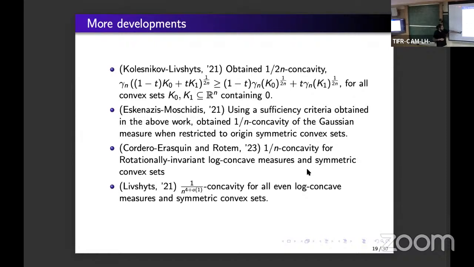And Livshyts got some result, some dimensional result, for all even log concave measures and symmetric convex sets. So this is kind of the most recent result in the direction of the implication of the log Brunn Minkowski conjecture. So there's plenty to do in this direction too, because all these things as late as 1 or 2 years ago are happening in this differential geometric direction.